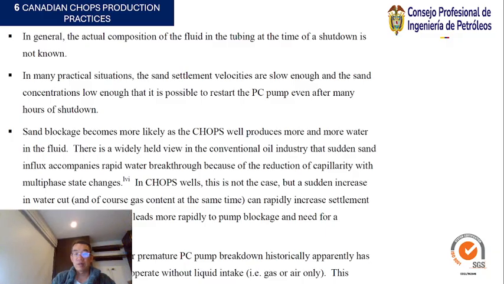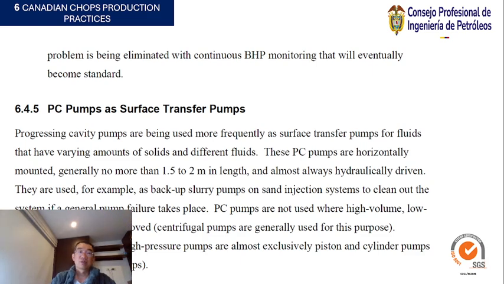Finally, the major reason for premature PC pump breakdown historically apparently has been allowing the pump to operate without liquid intake, gas or air only. This problem is being eliminated with continuous BHP monitoring and will eventually become standard.